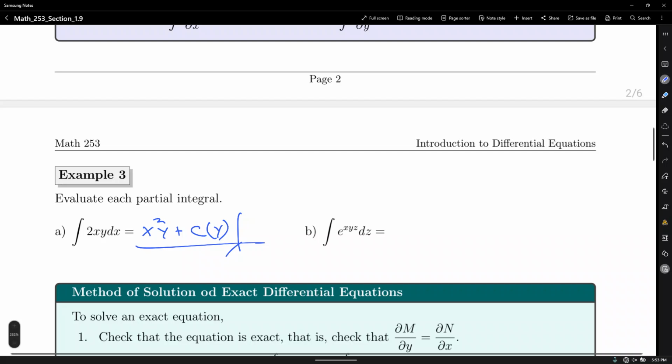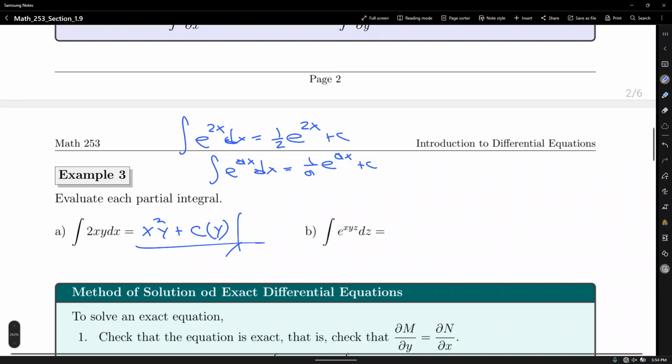For letter B, the integral of e to the xy dz. Notice in this case we not only have 2 variables, we have 3 variables. What do we do in this case? Let me show you. When we integrate something like e to the 2x dx, isn't that itself, e to the 2x, times 1/2, plus c? Or in general, when you have something as simple as e to the ax, that's 1 over a, e to the ax, plus some constant of integration.